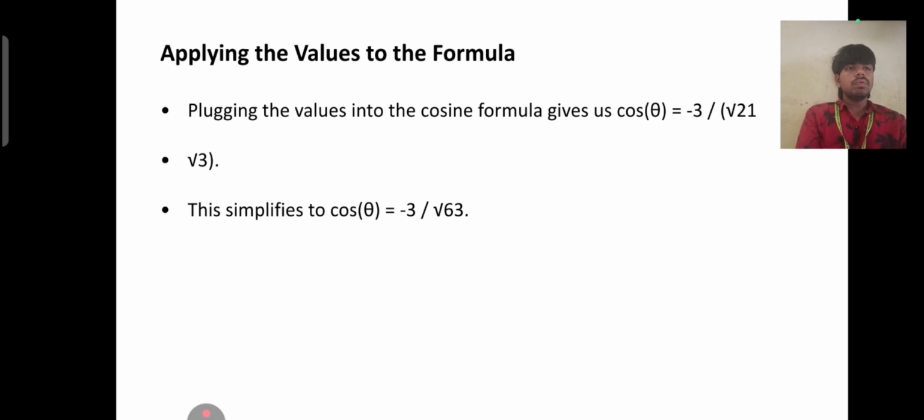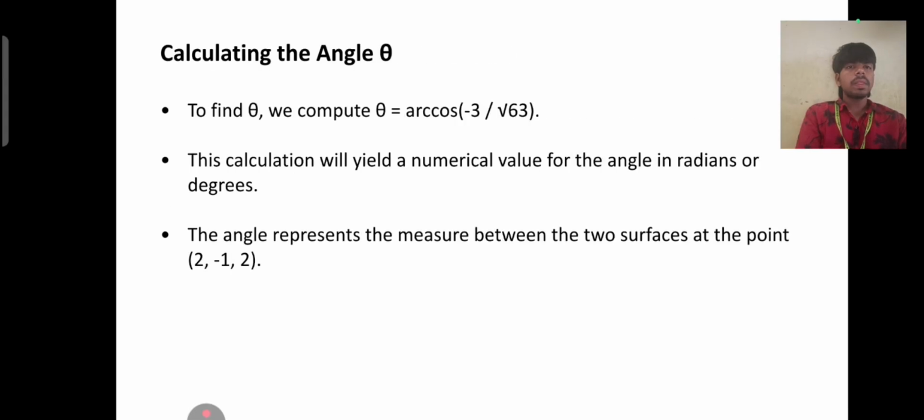Applying the values to the formula. Plugging the values into the cosine formula gives us cos θ = -3 / (√21 · √3). This simplifies to cos θ = -3 / √63.